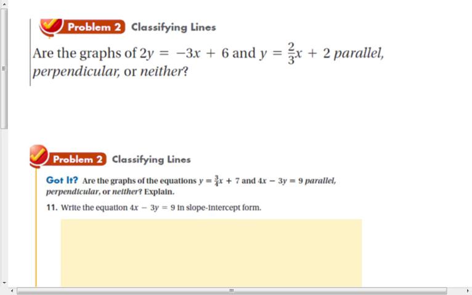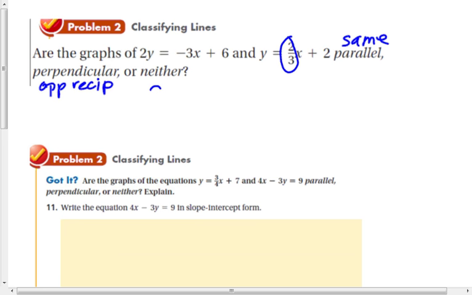So are the graphs of 2y equals -3x plus 6 and y equals 2/3 x parallel, perpendicular, or neither? Let's use the slopes to help us here. So we have the slope right here of one of the lines is 2/3. If the slopes are the same, we know they'll be parallel. I'll just write that. If the slopes are opposite reciprocals, we know that they're perpendicular. Otherwise, we'll say they're neither.